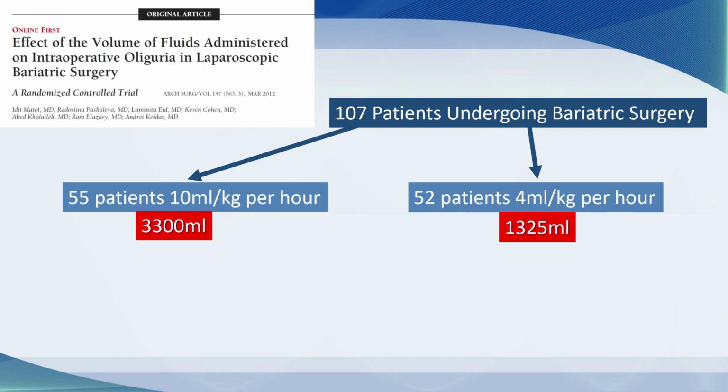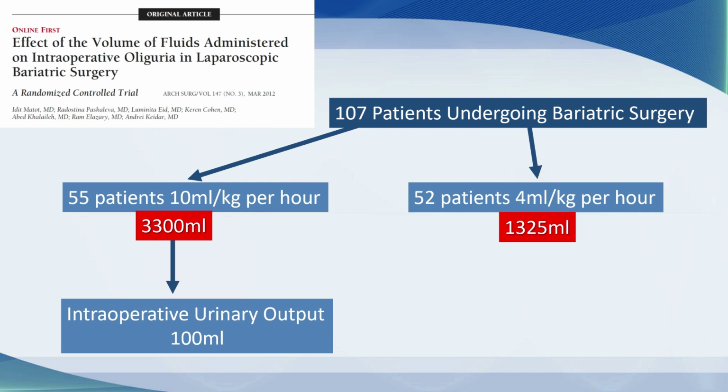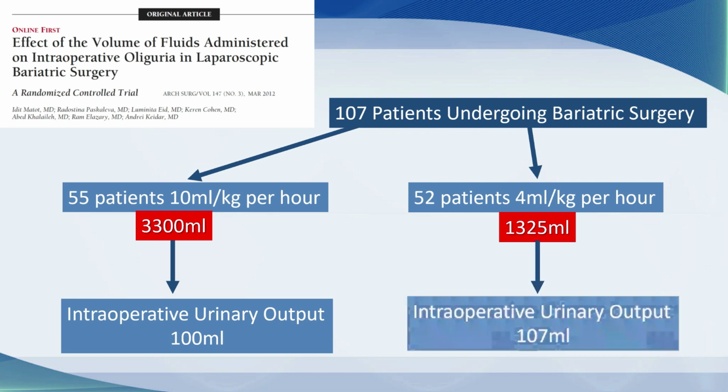The patients who were given 10 mils per kilo per hour, nearly 3.5 litres of fluid over 3 hours, produced 100 mils of urine, 100 mils, leaving them with a positive balance of 2.2 litres. The patients who received 4 mils per kilo per hour, that was 1,325 mils, produced 107 mils of urine, leaving them with a positive balance of 1,200 mils.